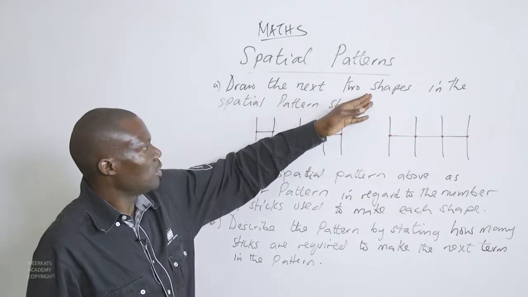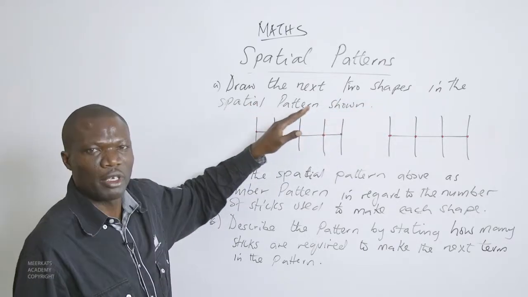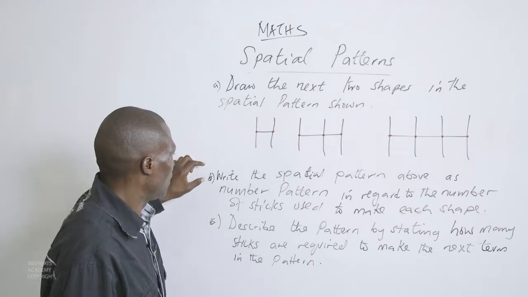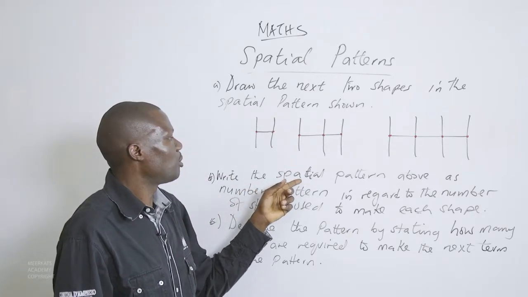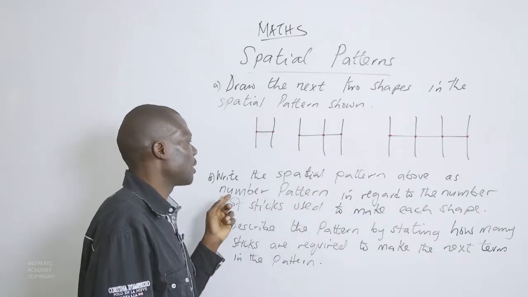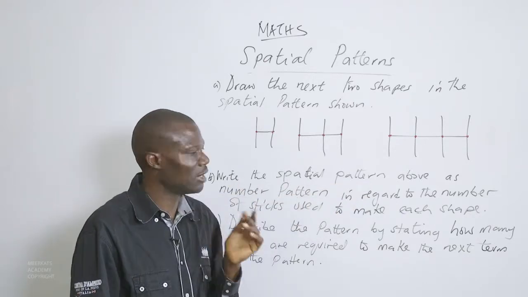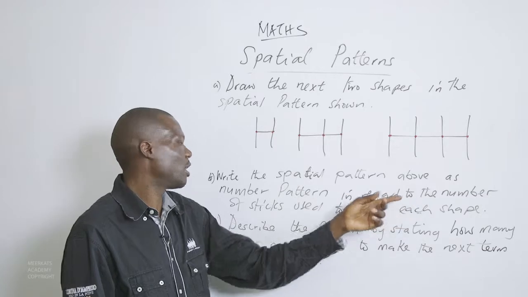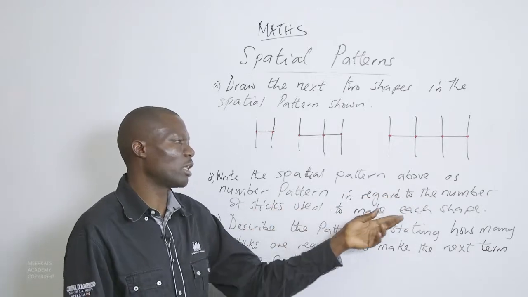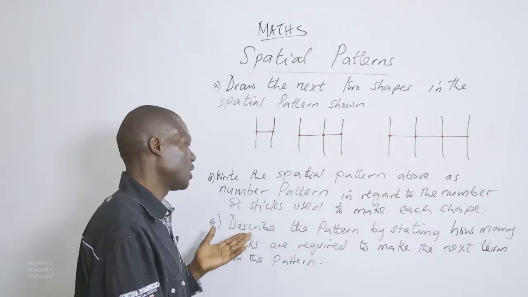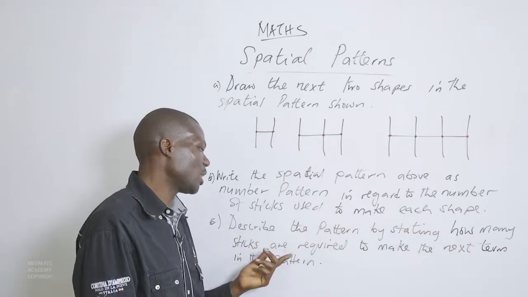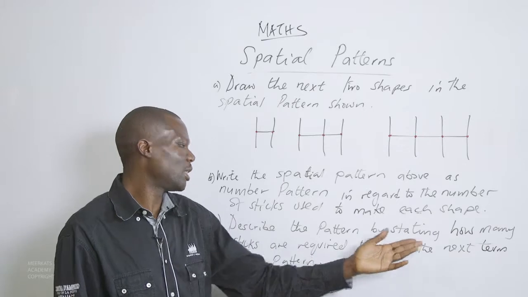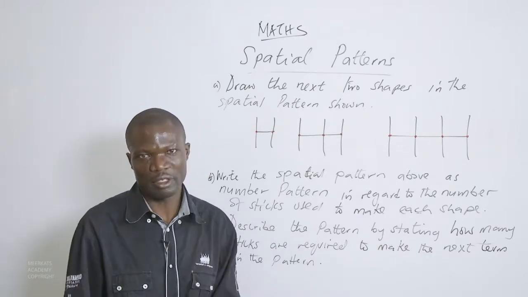Draw the next two shapes in the spatial pattern shown. Then write the spatial pattern above as a number pattern in regard to the number of sticks used to make each shape. And finally, describe the pattern by stating how many sticks are required to make the next term in the pattern.